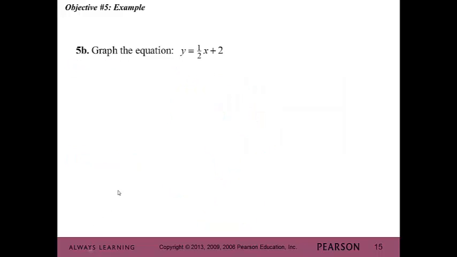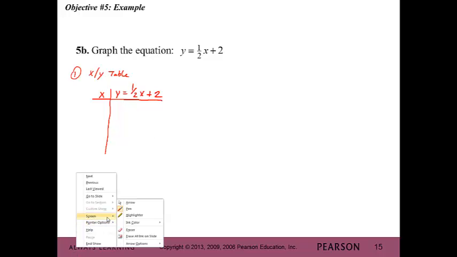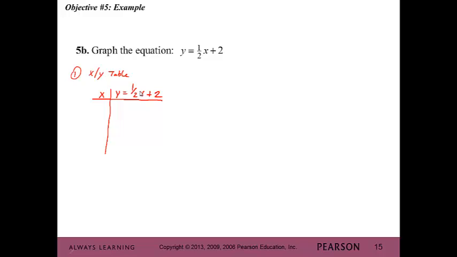All right, so another one, we have y equals 1/2 x plus 2. So we're going to do the same thing. We're going to start by making our x, y table. This time, notice that we have a fraction multiplying our x, which means when we pick our x values, we should pick ones that are multiples of 2 in order for our y not to be a fraction. So for example, we can pick negative 2, 0, and positive 2. And if we plug these values in, I'll show you what happens.